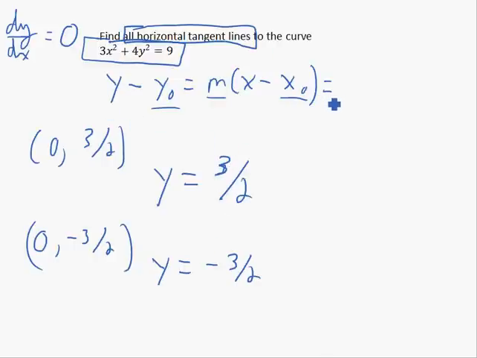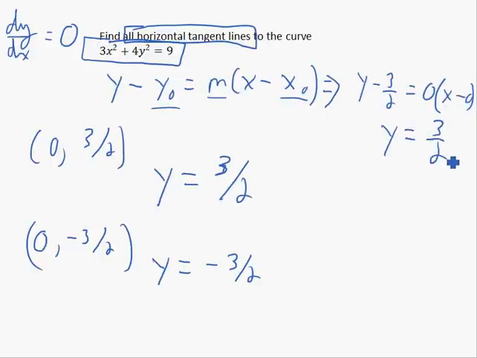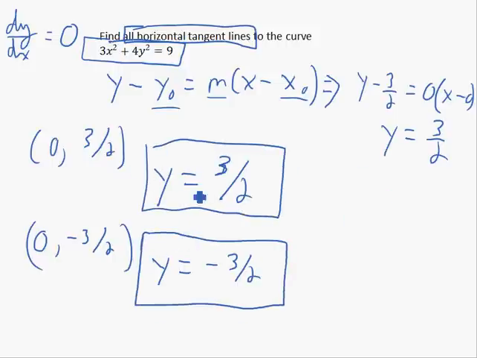So let's draw like a little arrow. You could get y minus 3/2 is equal to 0, which is our slope, times x minus 0. But that just simplifies into y equals 3/2. Same thing happens if you plug in this point, (0, negative 3/2). You're going to get y equals negative 3/2. So this is one tangent line, and this is the other tangent line, with a slope of 0, where they're horizontal. They're the only two that there are.